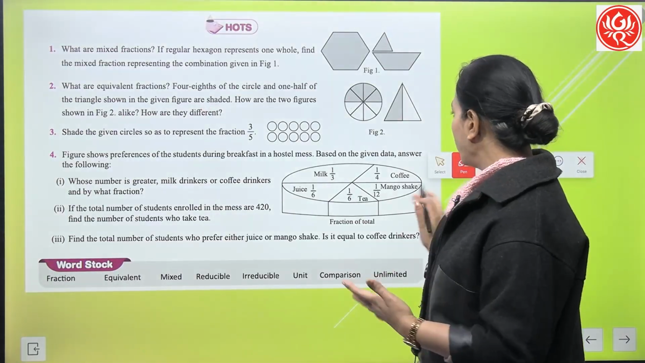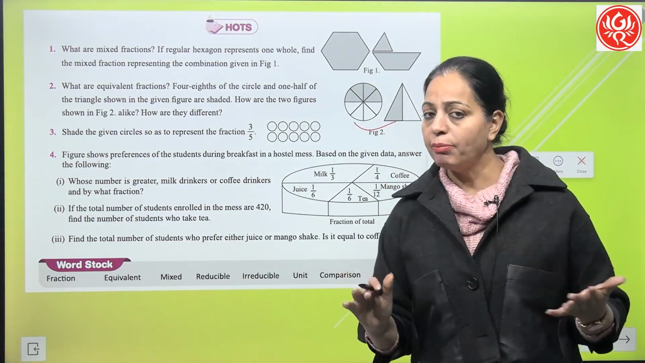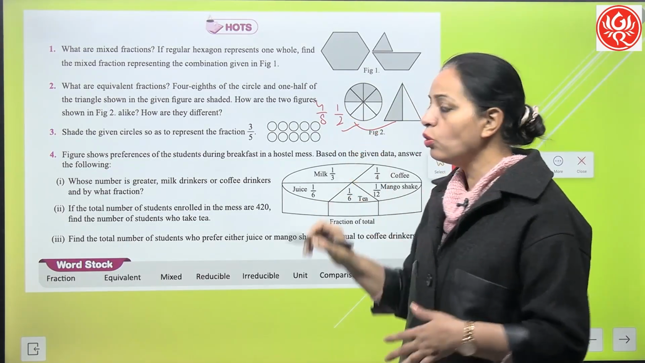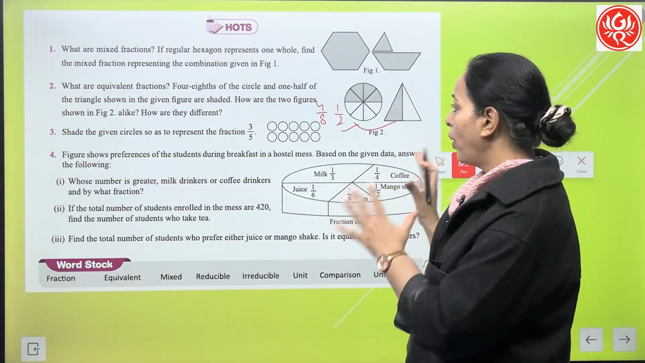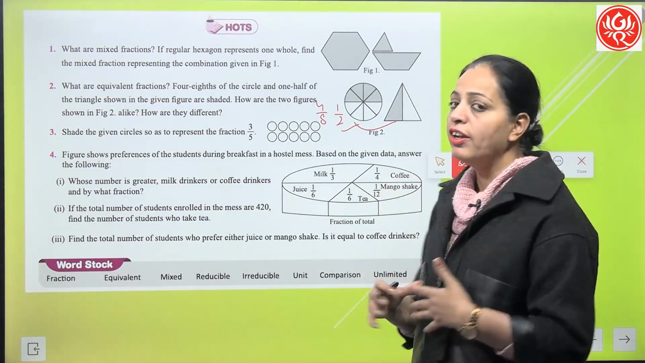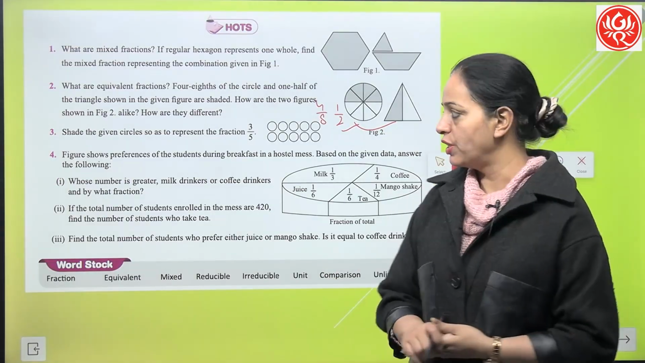So can you tell me, are these equivalent because their fractions are equal, 4 by 8 and 1 by 2? So yes, because their values, their fractions are equal. And how are they different? Their shapes are different, right?